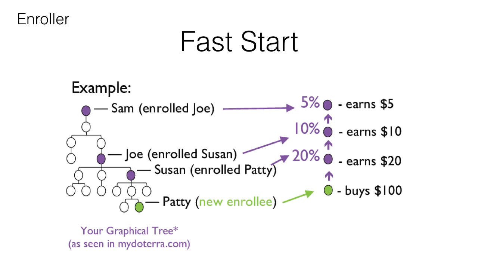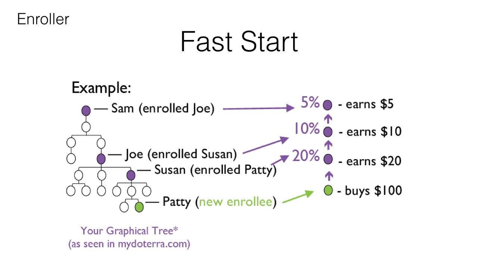So in this example, Susan enrolled Patty. Patty makes an order. Susan will receive 20% of that in terms of commission. So instead of those percentages going to marketing, going to advertising, going to supporting a store somewhere, it's paid to those people who marketed the product. So Susan will receive 20%. Joe, who enrolled Susan, will receive 10%, and Sam, who enrolled Joe, will receive 5%.